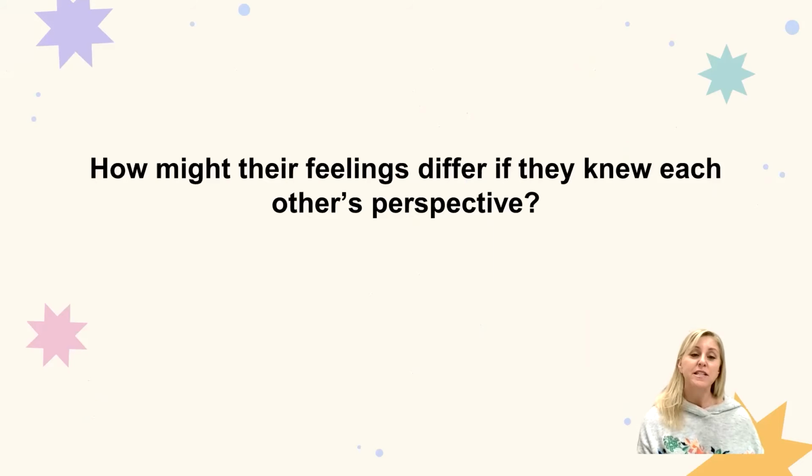How would their feelings be different if they knew the other person's perspective? What if Simon knew that Riley babysits a kid who lives next door and the kid's mom got home late from work that day? What if Riley knew that Simon couldn't stay long at the park that day because it was his dad's birthday and he needed to get home to surprise him?